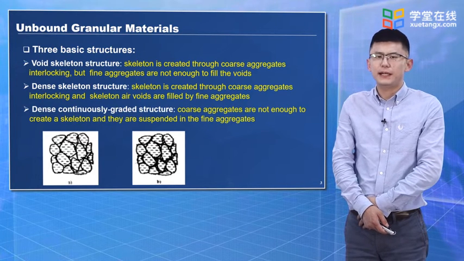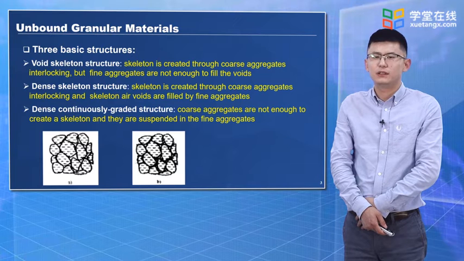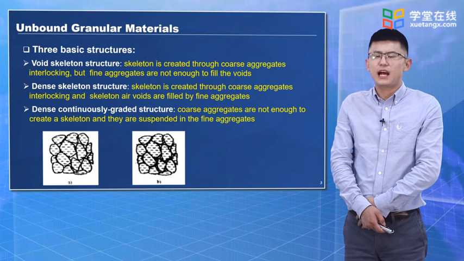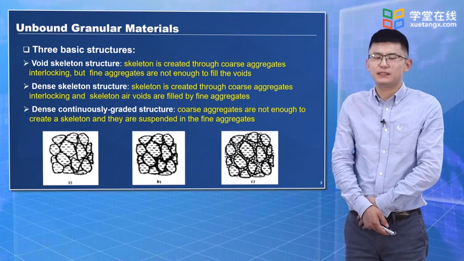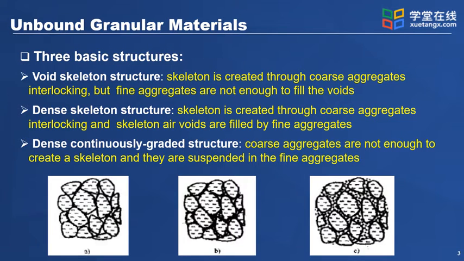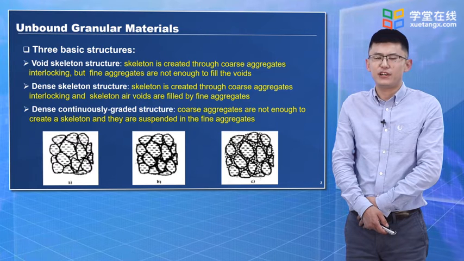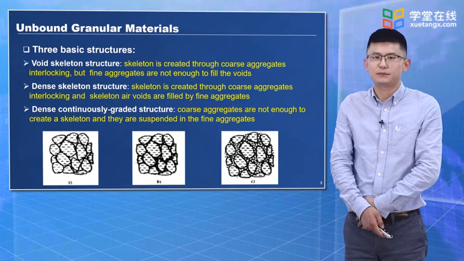The third one, dense continuously graded structure. What's this? The coarse aggregates are not enough to create a skeleton, so they are suspended in the fine aggregates. Like this, we can see clearly that the fine particles are a lot, and the coarse particles are suspended in the fine particle matrix. So for these three different structures, they may have a very different mechanical performance. And which one we should use will be based on the detailed scenarios.